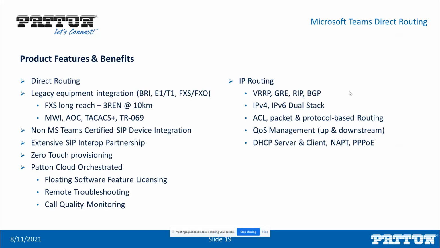The devices, and not only SBCs, but other devices of Patton, are cloud orchestrated or cloud orchestrated ready. So once again, you don't have to use the Patton Cloud for using our products, but it brings additional features. The floating software feature licensing is really a very strong reason for using Patton Cloud. John will explain the licensing for the MS Teams, and you will see the advantage of using the Patton Cloud together with the licensing server. It allows remote troubleshooting, and it allows call quality monitoring and many other features.